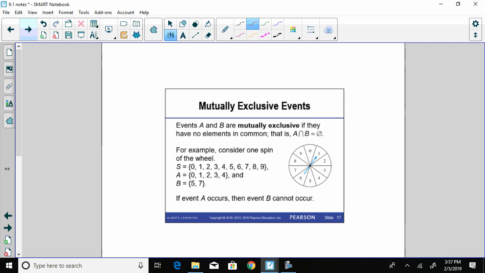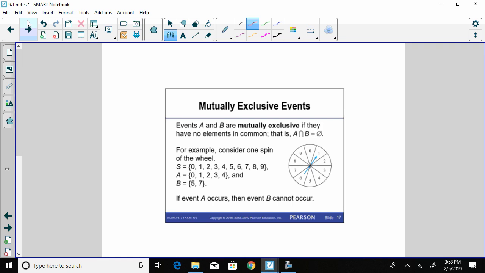All right, let's take a look at a spinner. Since you guys are going to be teaching elementary school, you're going to see a lot of spinners. Events A and B are mutually exclusive if they have no elements in common, right? You can't spin a 1 and be on 8 at the same time. So for example, consider one spin of the wheel, right? So I could spin 0 through 9, so there's 10 spaces there. Event A is 0, 1, 2, 3, 4, and B is 5 and 7.